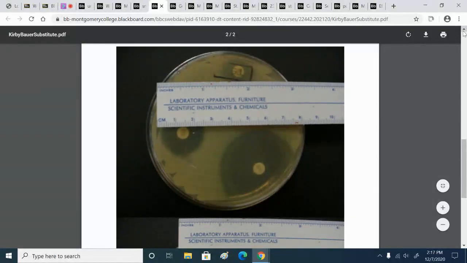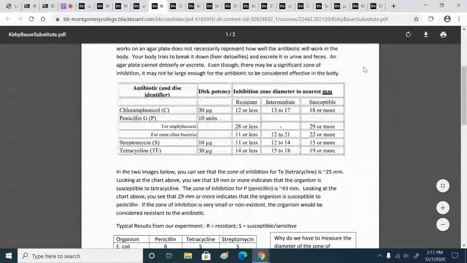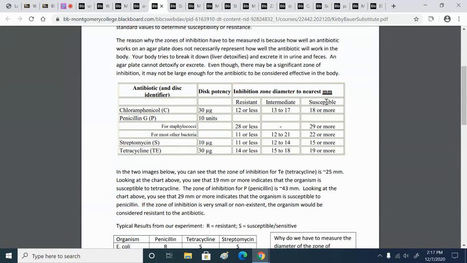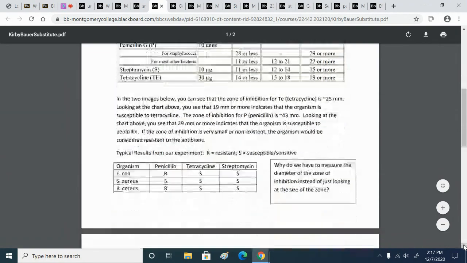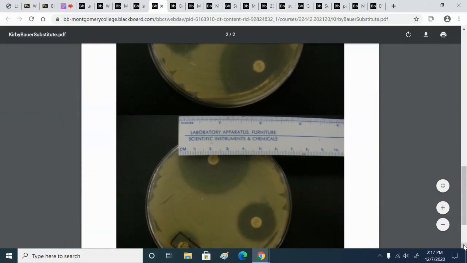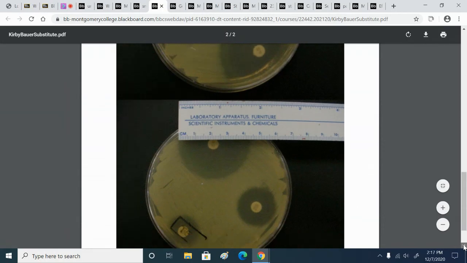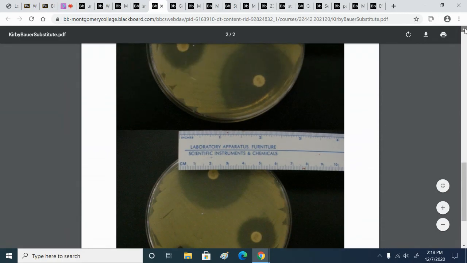So you go back and look at the table. Right, for tetracycline, and we have 25, so that's 19 or more, so that means the organism is susceptible. If you had a small zone, and we don't really have any on these images here, but if you had something that was really small, and for streptomycin, if, for example, the zone of inhibition was less than 15, well, it depends on how much less than 15, right?